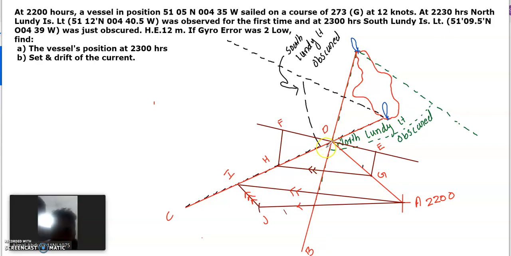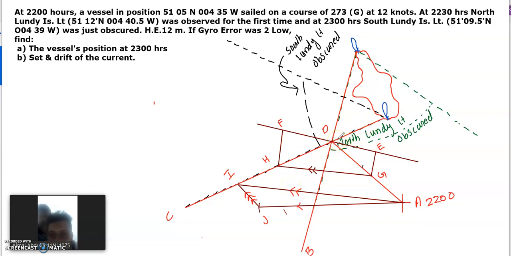We didn't learn this kind of problem exactly, but we learned the three-point bearing: two bearings from different lighthouses at different times, and one position given. In this kind of question we got two position lines intersecting at a point D. We know one position is fixed at 2200, so I joined it as AD. Now we have three position lines intersecting at a common point.